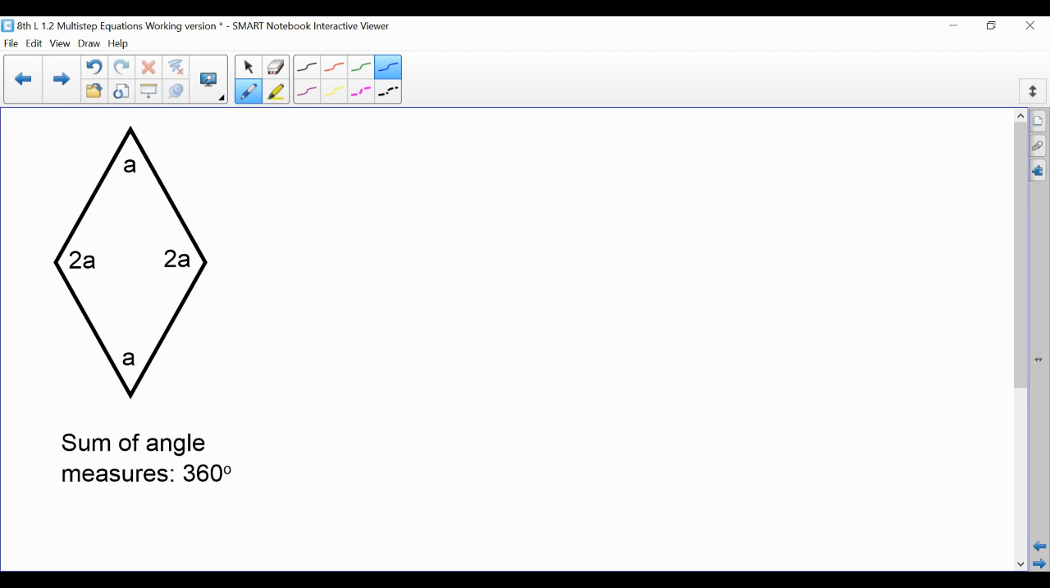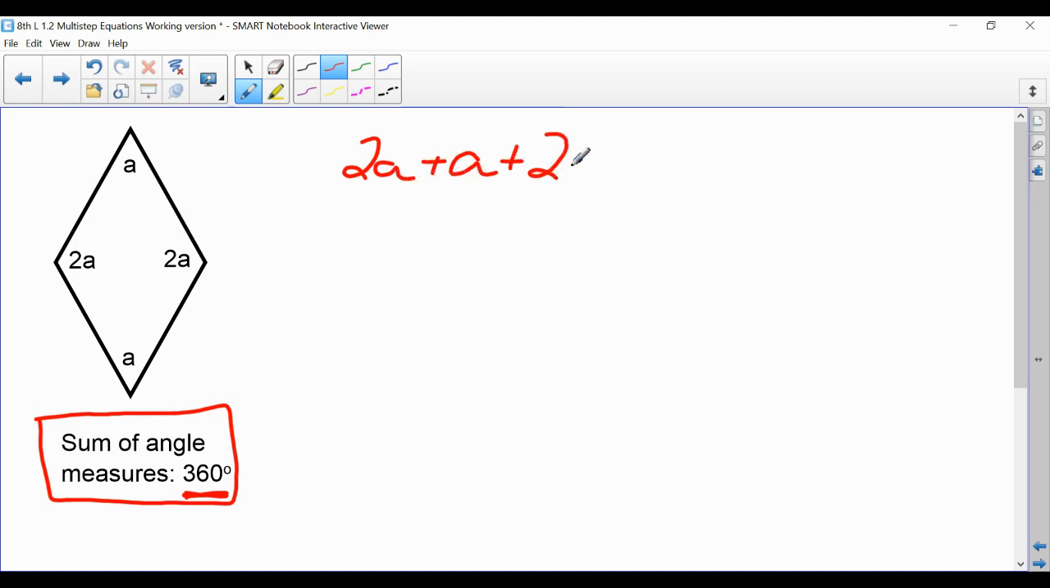This figure has 4 sides, not a triangle. It has a different interior measurement. All quadrilaterals have an interior measurement of 360 degrees. So we need to make sure we use that when we're finding what the variable is. So here we have 2a plus a plus 2a plus a. They all equal 360 degrees.